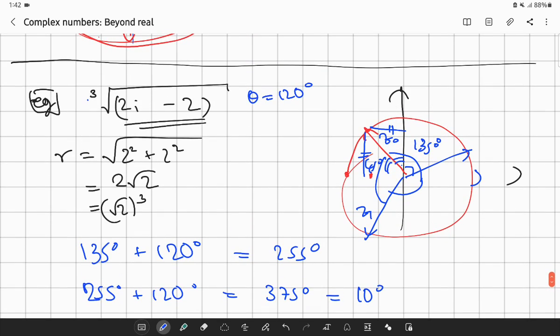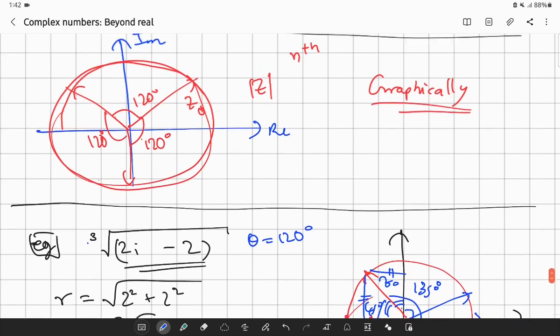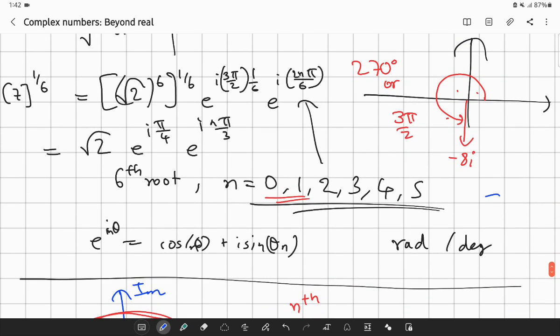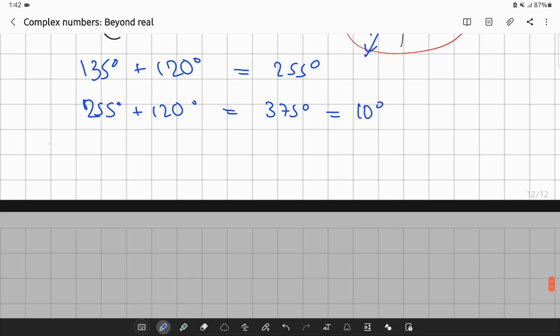This is just a graphical way of doing things. You're not forced to do it graphically. Usually I would recommend that you follow this method of using n's directly. So in this case, what will I have? I have z equals minus 2 plus 2i.